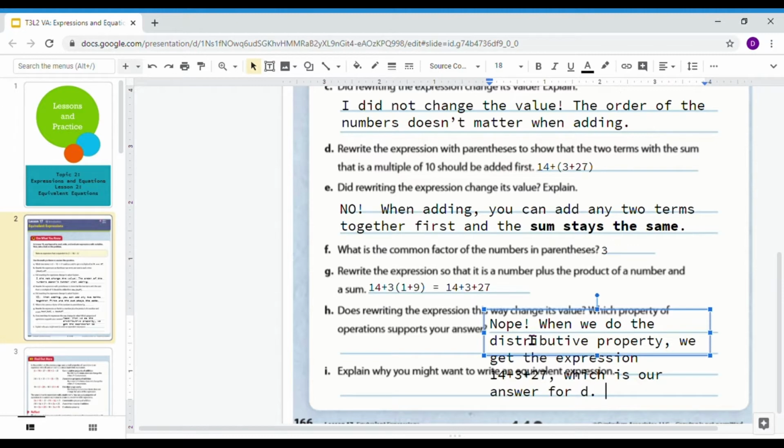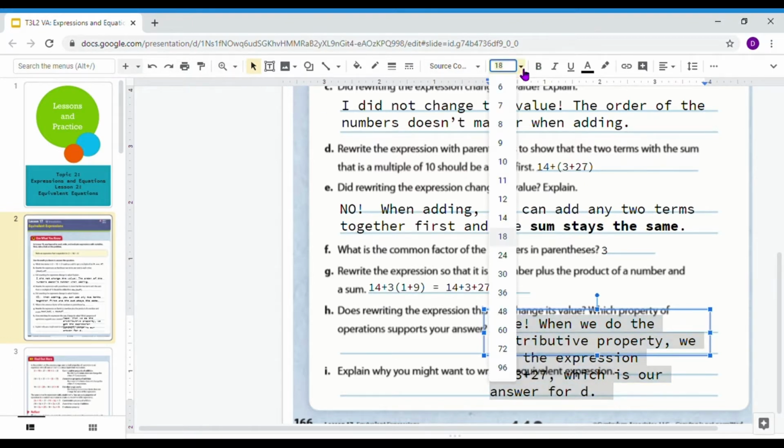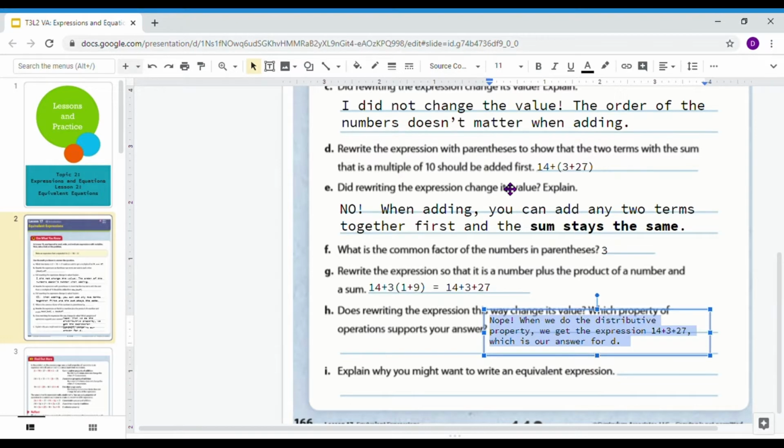And it really shows that as long as we make sure that the math we're doing is correct, when we are pulling out numbers to multiply, as long as we're moving numbers around that are being added, then they're not changing the actual sum or the value or the answer of your expression.